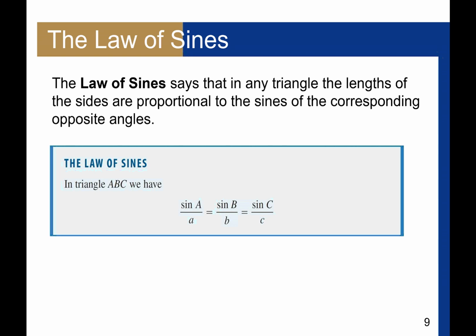All right, now again, some notation. It says, suppose we have triangle ABC. Uppercase letters stand for angle measures. Lowercase letters are for side lengths. Side a is opposite from angle A. Side b is opposite from angle B. Side c is opposite from angle C.